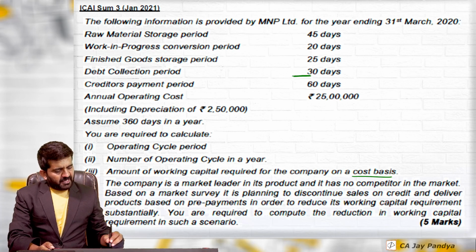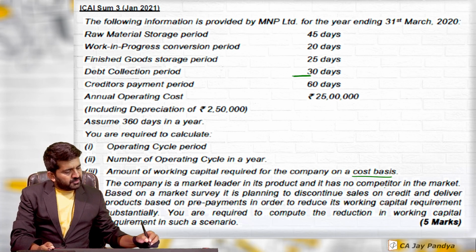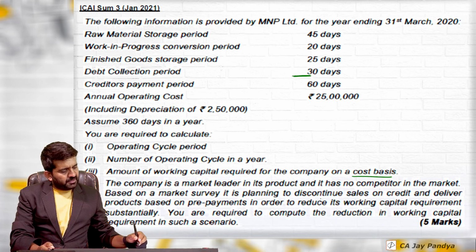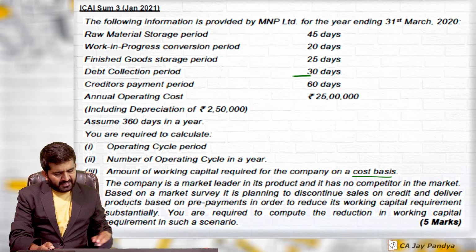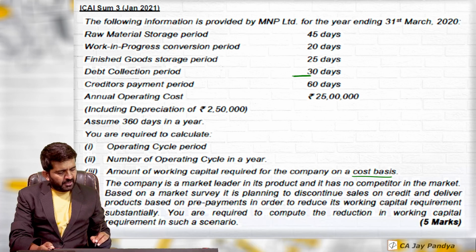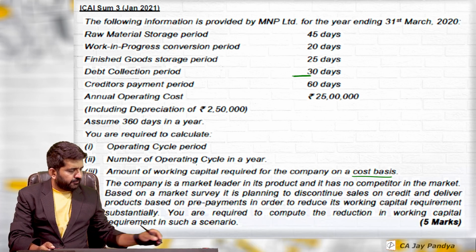The company is a market leader in its product and it has no competitor in the market. Based on the market survey, it is planning to discontinue sales on credit and deliver products based on prepayments in order to reduce its working capital requirement substantially. You are required to compute the reduction in working capital requirement in such a scenario.